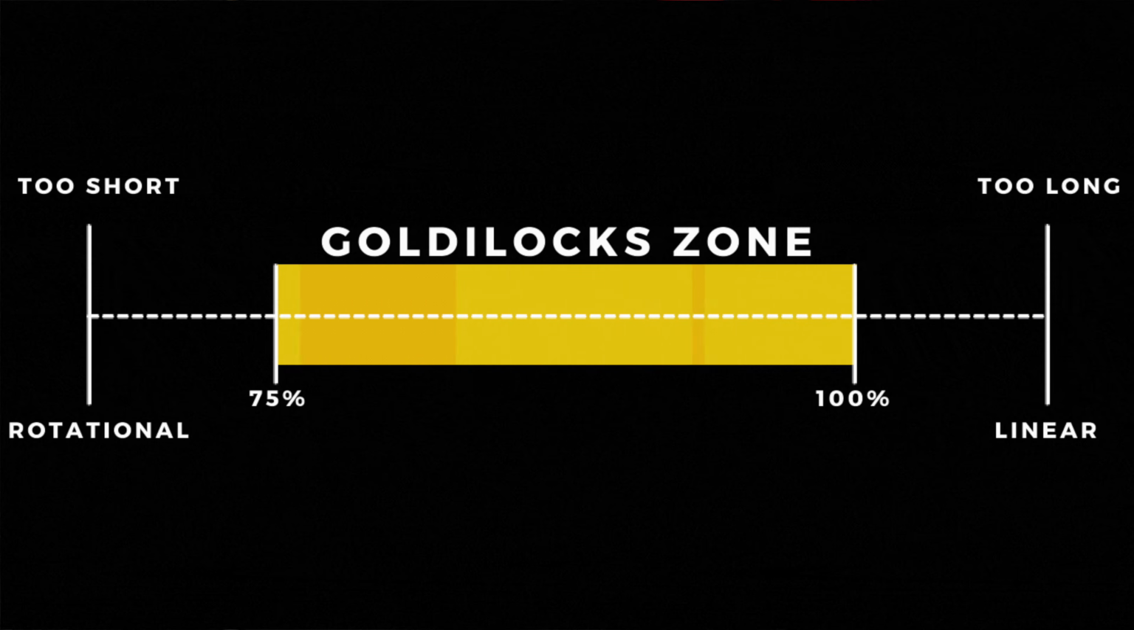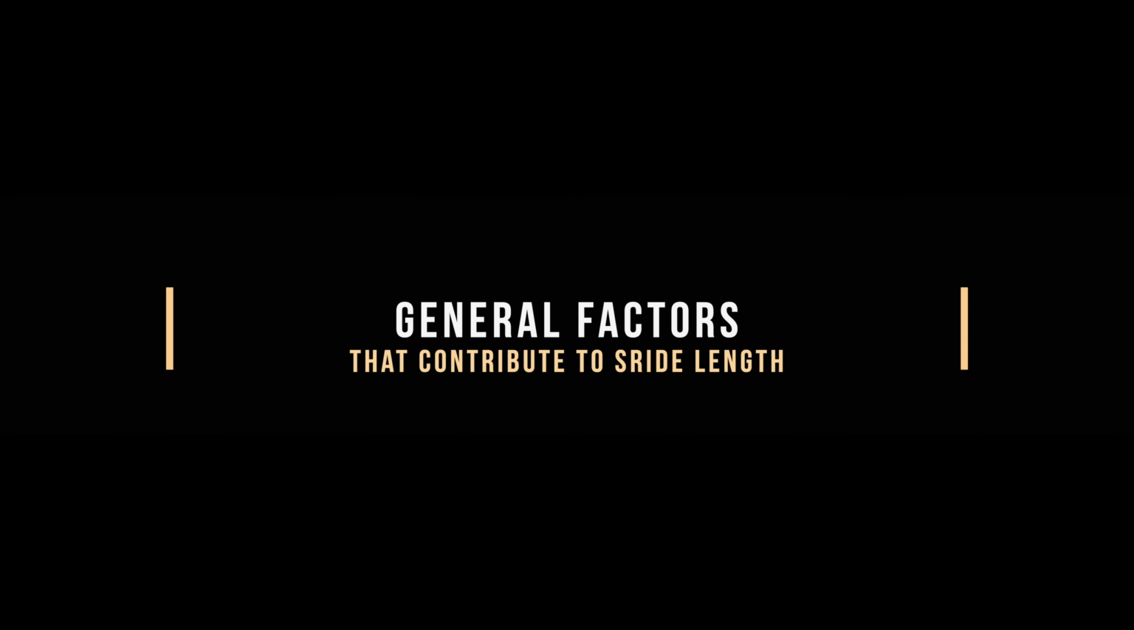So we think of it from that context. We're combining the linear with the rotational, and we can think of it on a spectrum. We need to have an ideal blend of both. So what are the general factors that contribute to stride length?